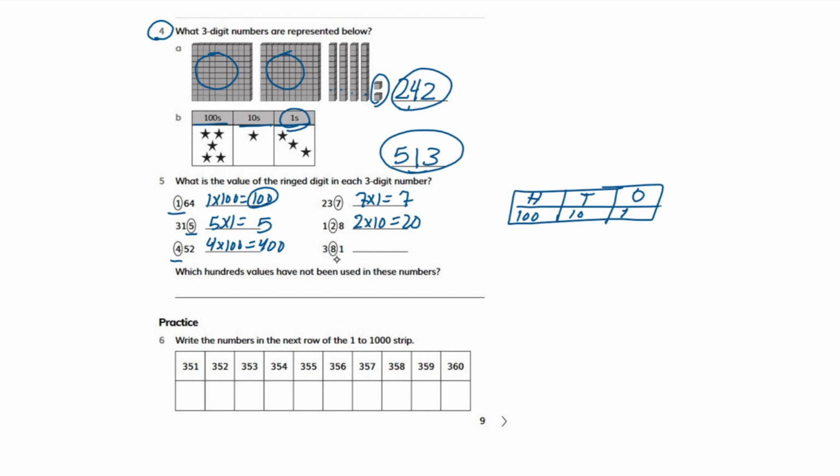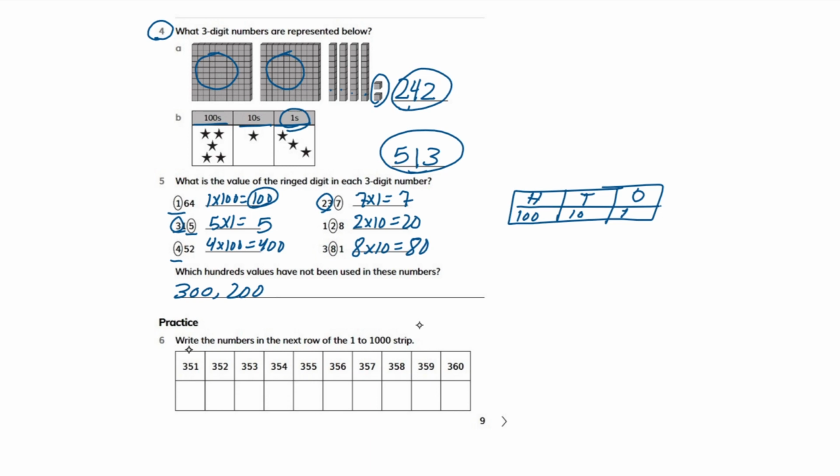The last number is 381 and the ringed digit is 8. So 8 is in the tens place. We have to multiply it by 10. So the value of 8 in the tens place is 80. In the second part of question 5, it says, which hundreds values have not been used in these numbers? In these numbers, we have not used 200s and 300s. So 300 and 200 are not used in these numbers.